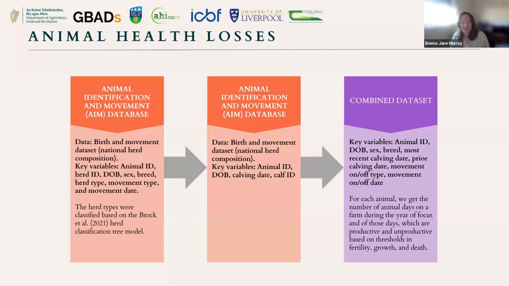And of those days that they spend on farm, which are productive and which are unproductive, based on thresholds that we have put in place for parameters such as fertility, so calving intervals, growth, so related to growth to slaughter and growth to first calving, and death as well. So I hope that you get to see the key variables that we use. We don't use an awful lot in terms of the data. It's just combining them together and making something from it.